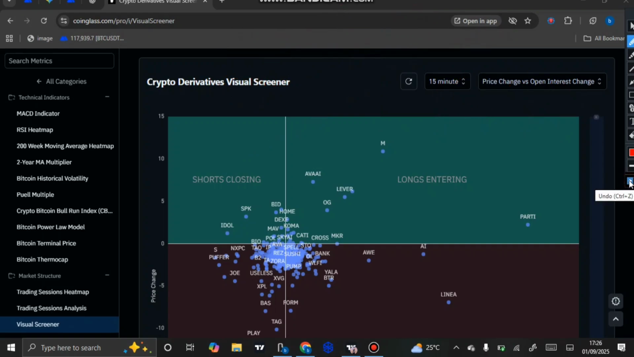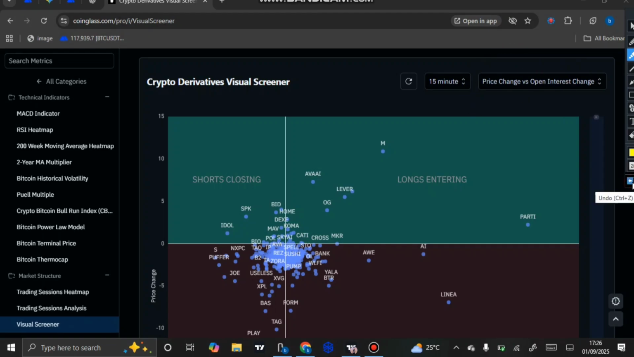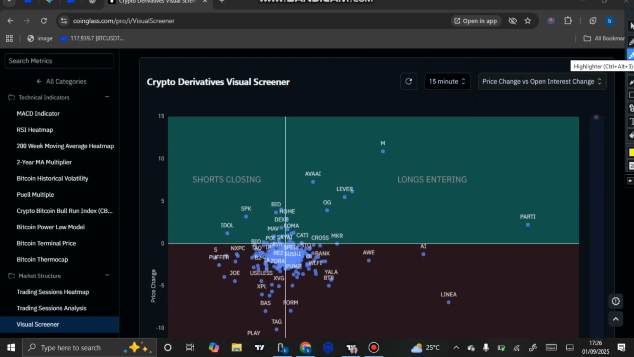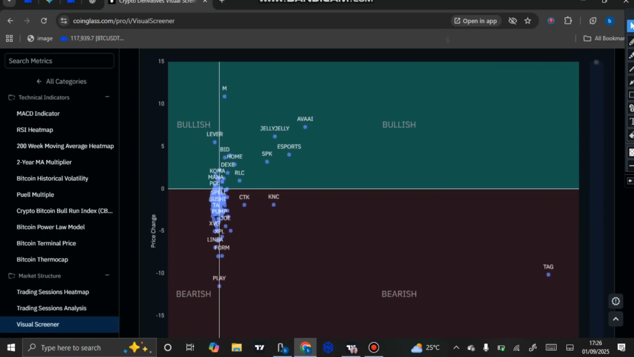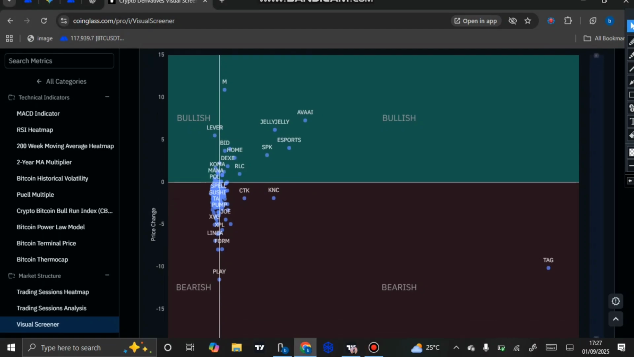The method is the same. On the upper green side, you only look for coins to go long. On the lower red section, you only look for coins to go short. If you combine this with your own strategy, it will make coin selection and direction analysis much easier. And if you practice this properly, it can give you very accurate predictions.